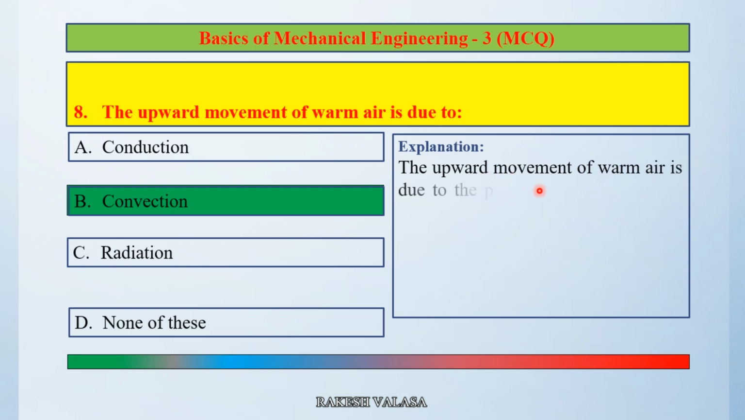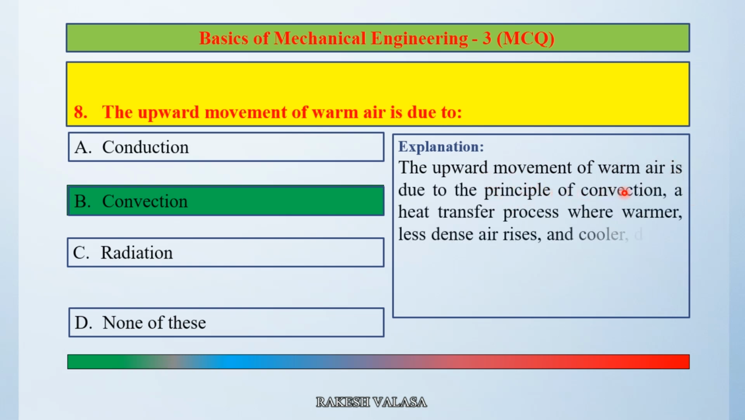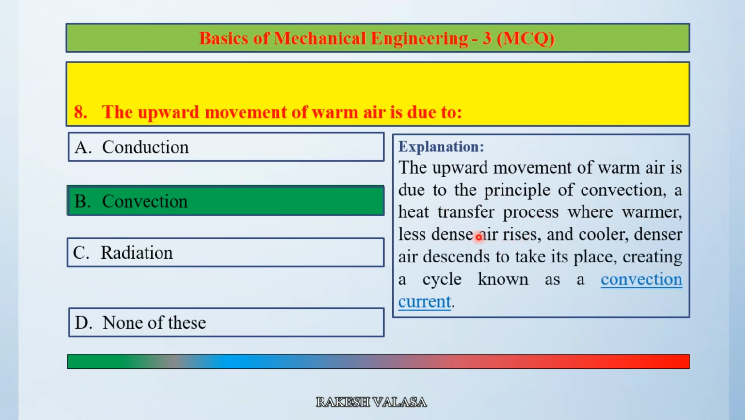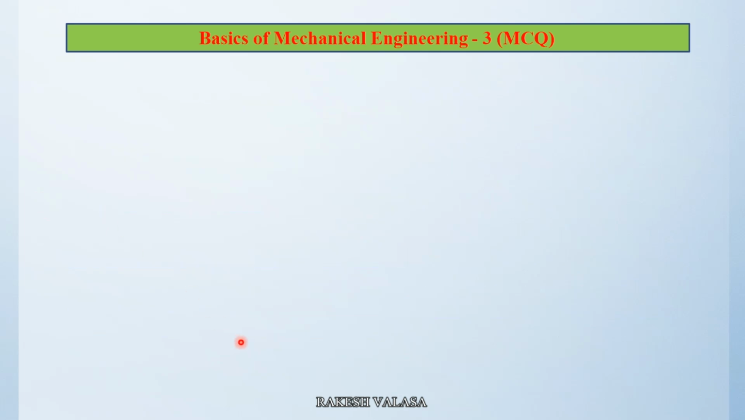The upward movement of warm air is due to the principle of convection, a heat transfer process where warmer, less dense air rises and cooler, denser air descends to take its place, creating a cycle known as a convection current. So the correct answer is option B, convection.